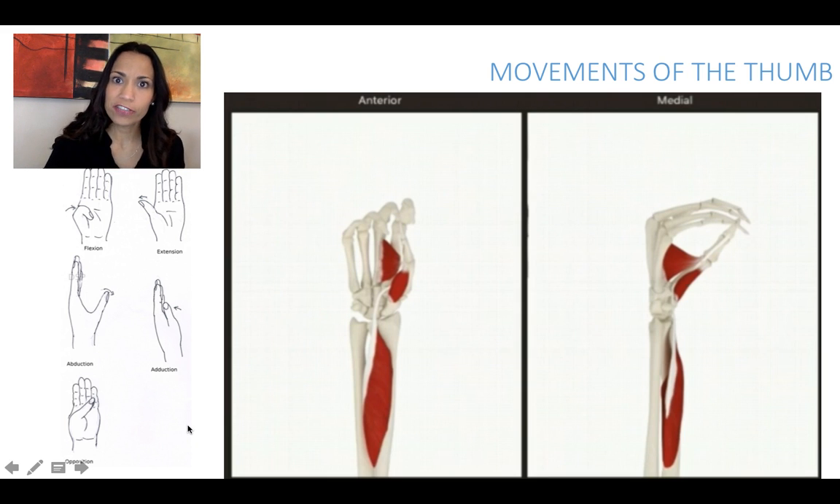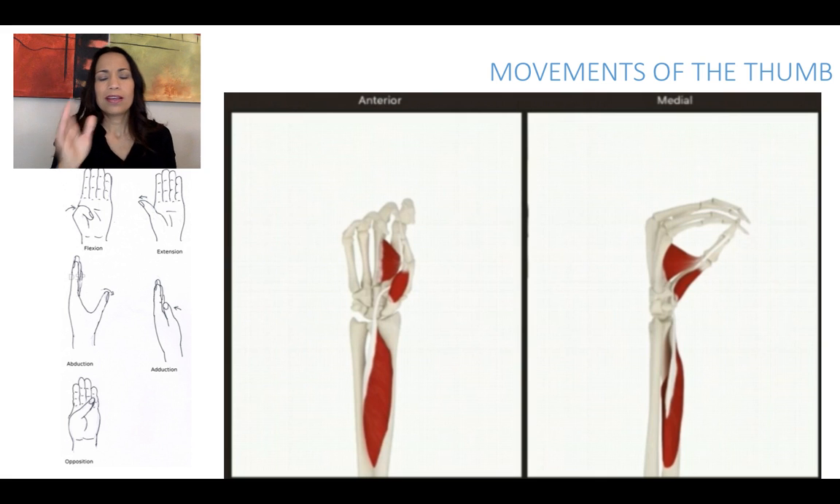Now, in the next video, we're going to start describing the muscles that are doing all of those movements. We're going to divide the forearm into compartments.